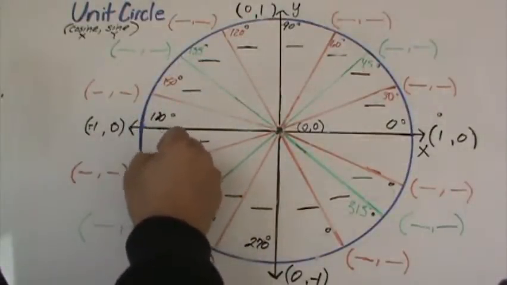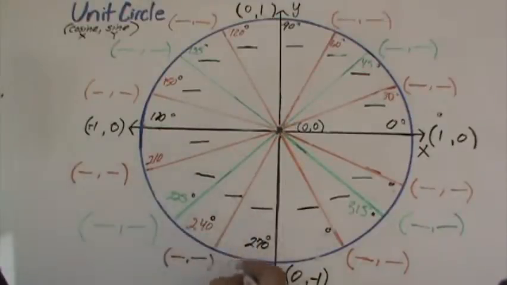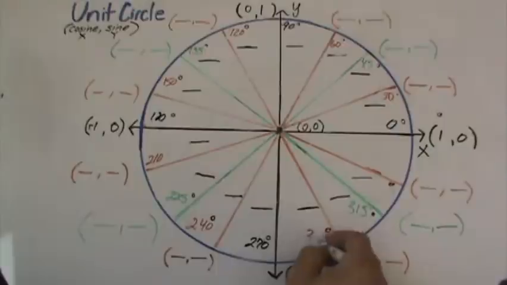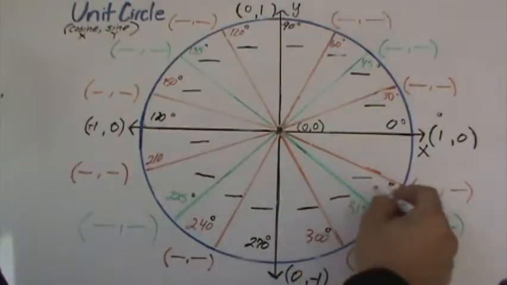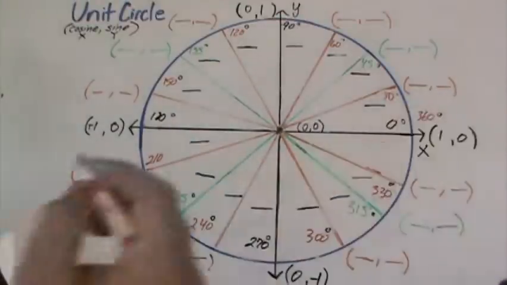Adding 30 is 180, and then another 30 is 210, 240 degrees. And then if you add 30 to 270, you're at 300 degrees, 330 degrees, and going all the way around the circle gives you 360 degrees.